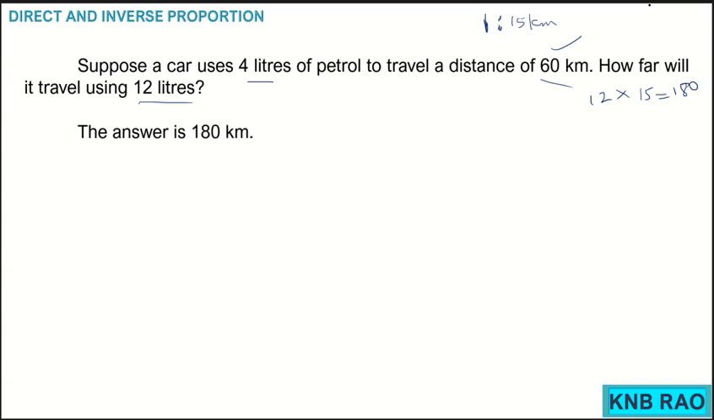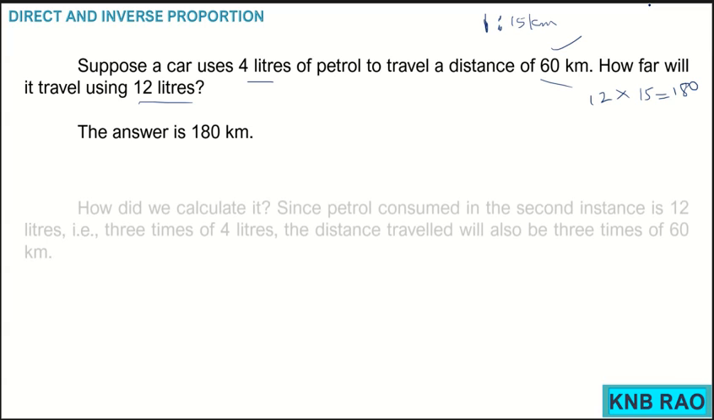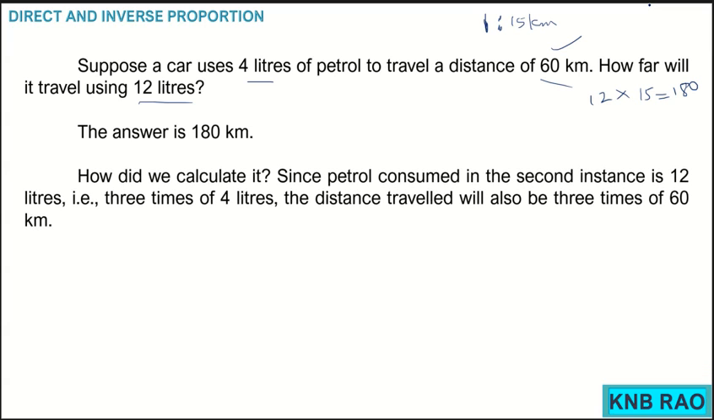Now, the question: how do we calculate it without using the unitary method? Since the petrol consumed in the second instance is 12 liters, which is 3 times 4 liters, definitely the distance travelled will be 3 times 60 kilometers. So, 3 times 60 kilometers will be 180 kilometers. See how nicely it has been done.